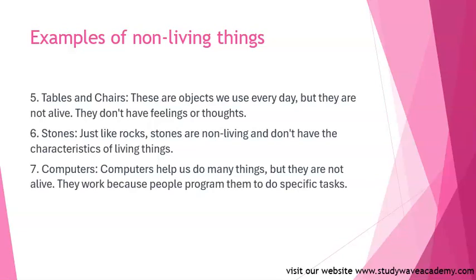Then we have computers. Computers help us do many things, but they are not alive. They work because people program them to do specific tasks. So these are examples of non-living things. We can now differentiate living things and non-living things, right?